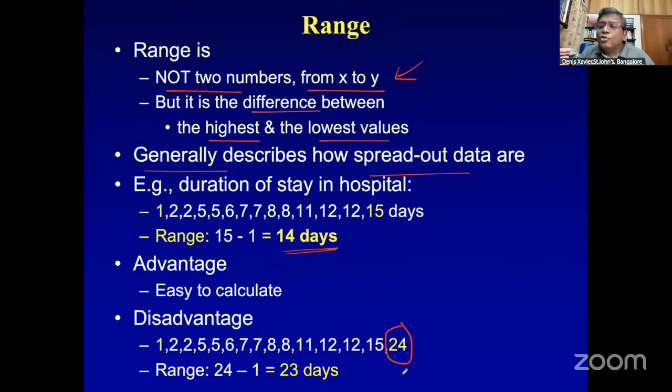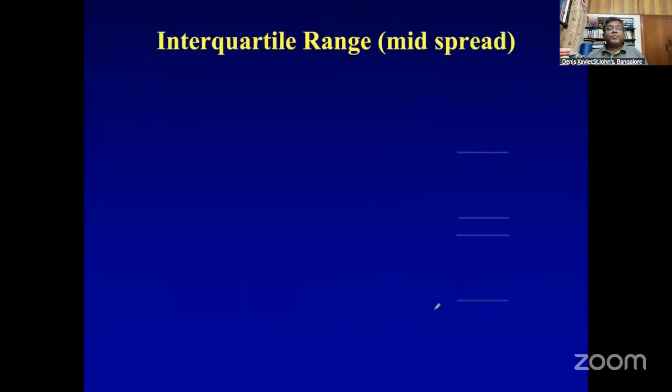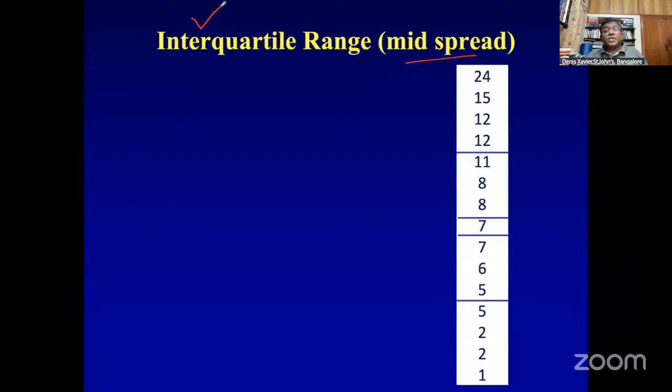That is why we hardly use range. You don't see range in your journals, isn't it? But quickly, what is range? And advantage, disadvantage, I told you. So we rarely use this. Learning number one is range is a single number, highest to lowest. But one data point can drag it pretty far. Okay, so we look at now interquartile range or mid spread, and this is something that we use in our journals and in our presentation. So let's look at it.